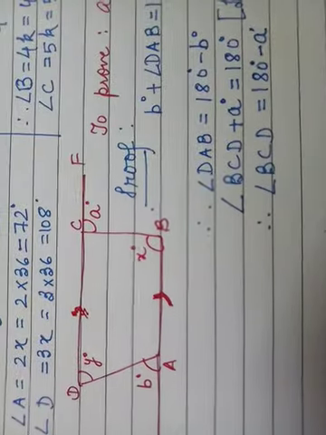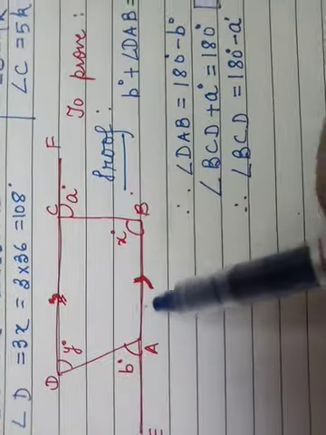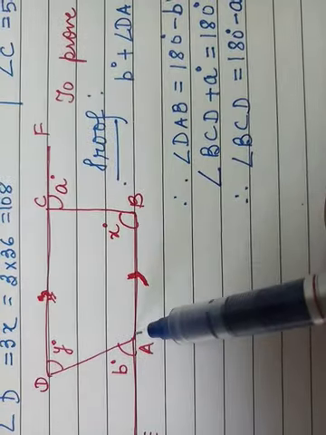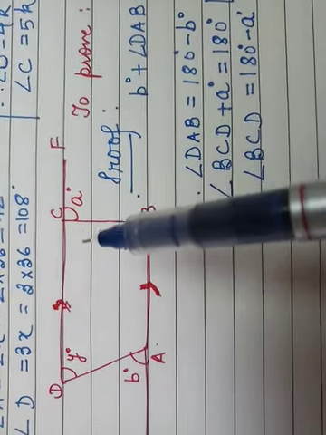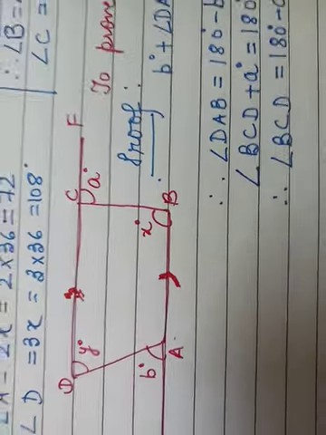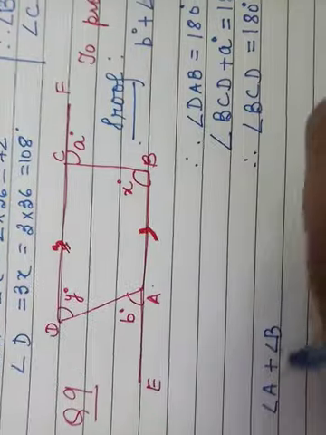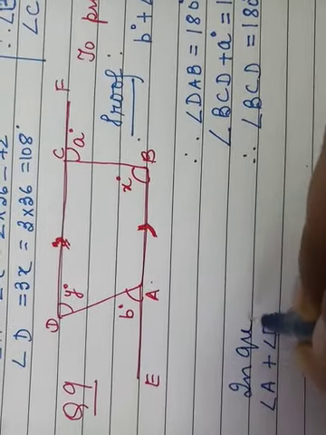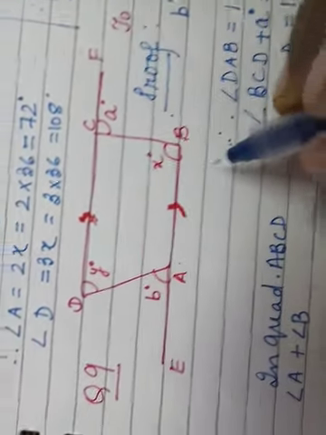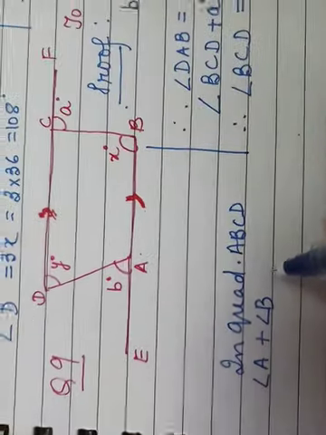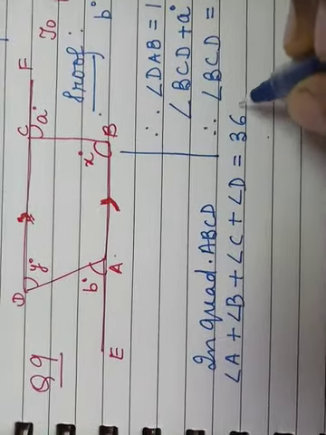Okay, now we are showing that a plus b is equal to x plus y. For that, it is given that ABCD is a quadrilateral, and as we are given the angles also, we use the property that the sum of angles of a quadrilateral is 360 degrees, and we sum up all. So we write first, in quadrilateral ABCD, angle A plus angle B plus angle C plus angle D is equal to 360.